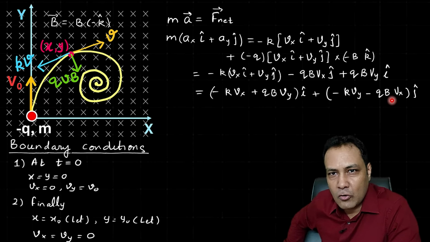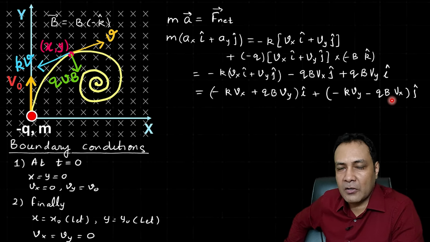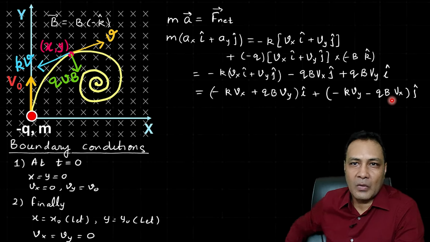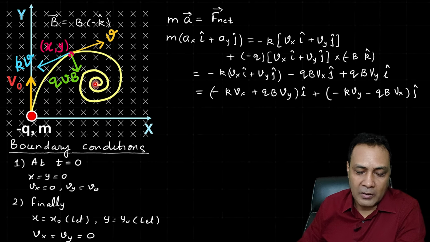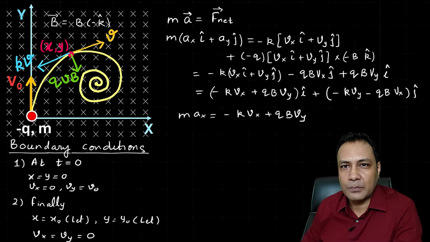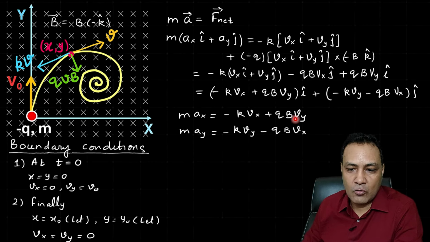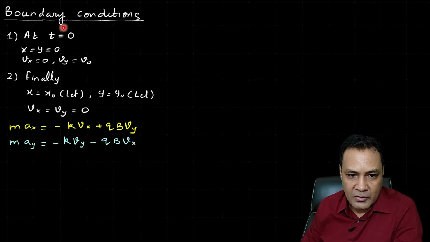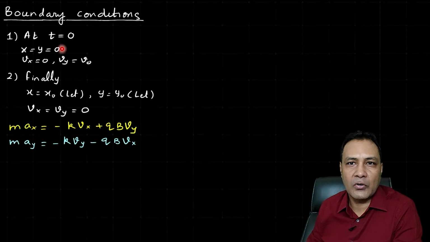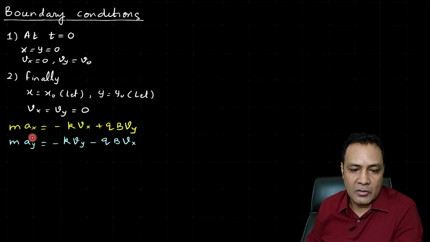So the main job is done, and now using the boundary condition we can arrive at the coordinates where the particle will finally arrive. So let's go to the next page. So this is what I just stated, m ax is equal to minus k vx plus qB vy, and m ay is equal to minus k vy minus qB vx. So that is the summary that we obtained. This is the boundary condition, and finally that is the final boundary condition.